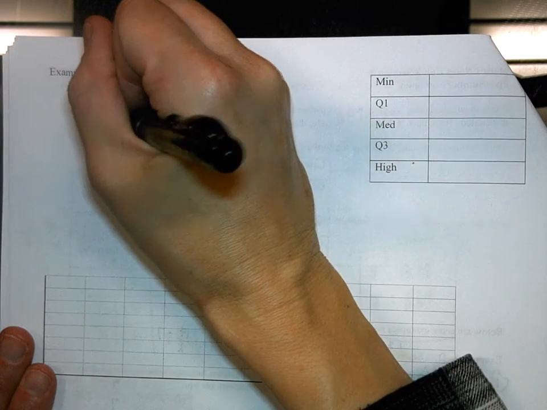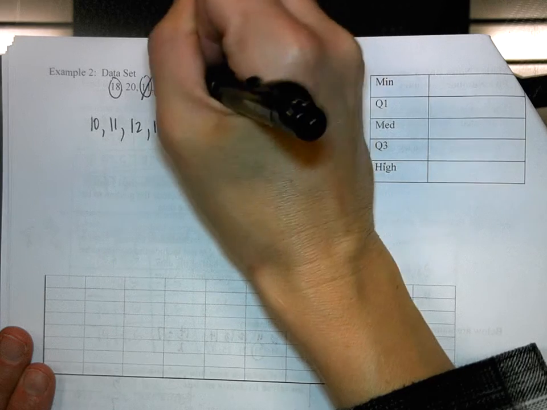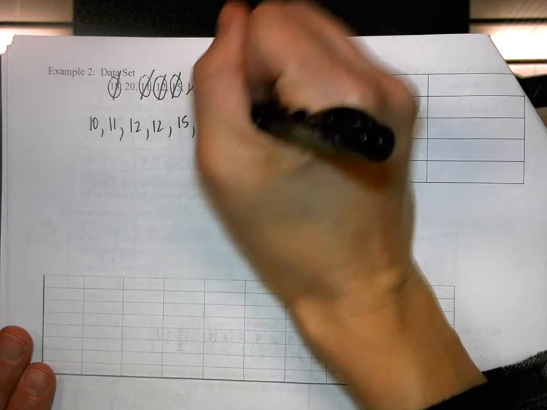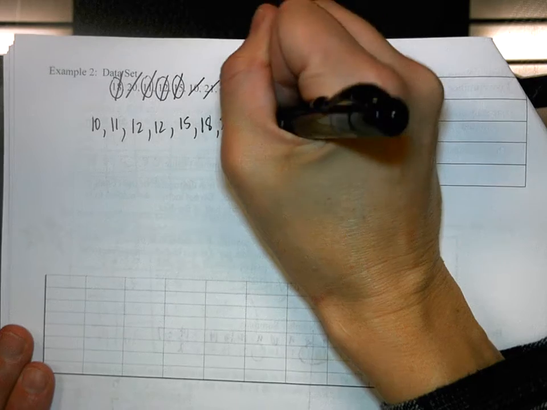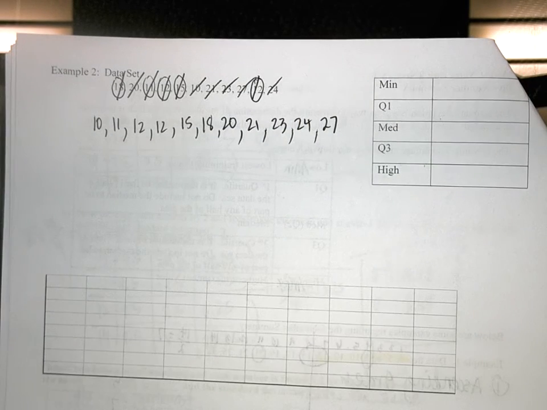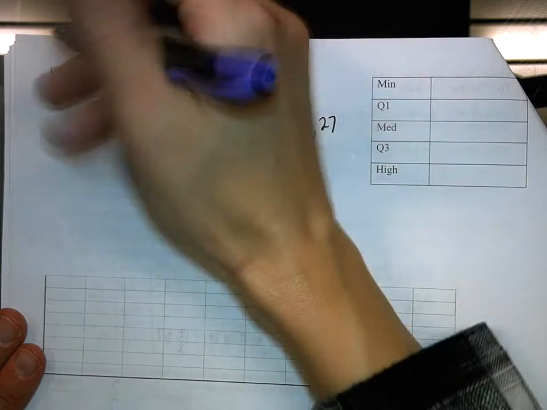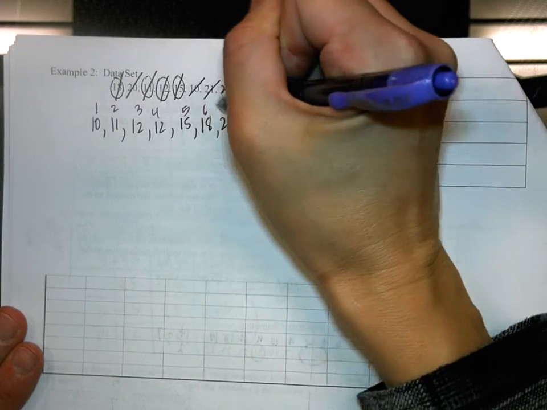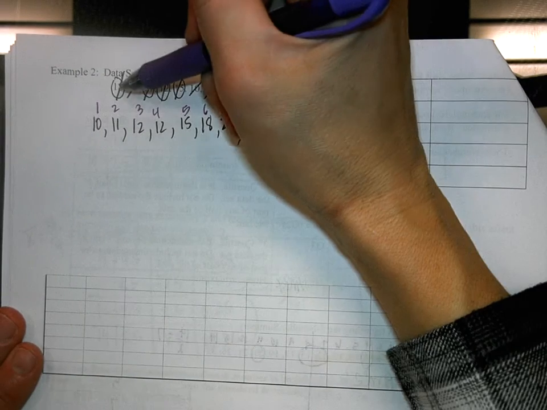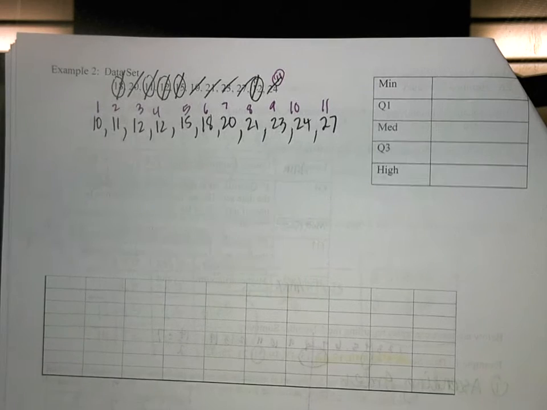So the next number would be 11, and then I have 2 12s, 15, and then 18. And then next I go to all the numbers that start with 2s, which is the rest of our data. So the first one is 20, 21, 23, 24, and 27. I also like to double check myself by counting. I'm going to number these: 1, 2, 3, 4. So we have 11 numbers here, or 11 pieces in my data set, and I'm going to double check that I have 11 here. And I do.